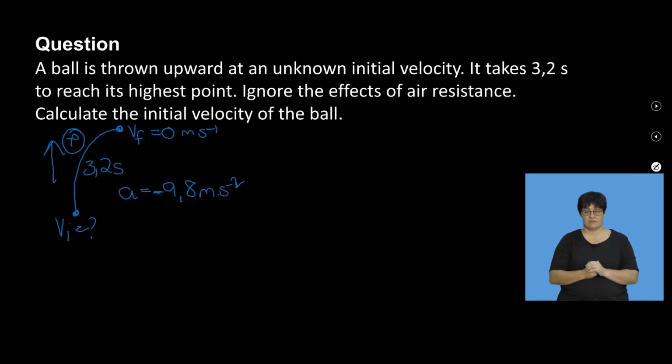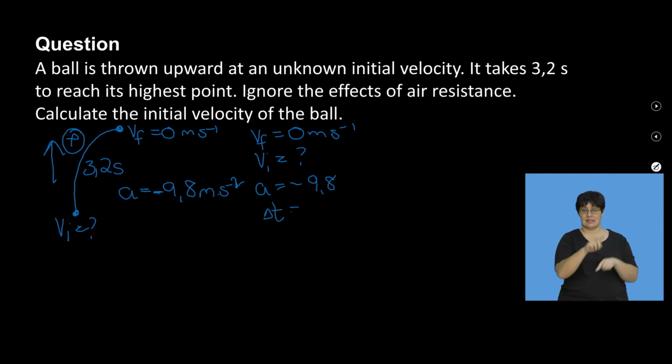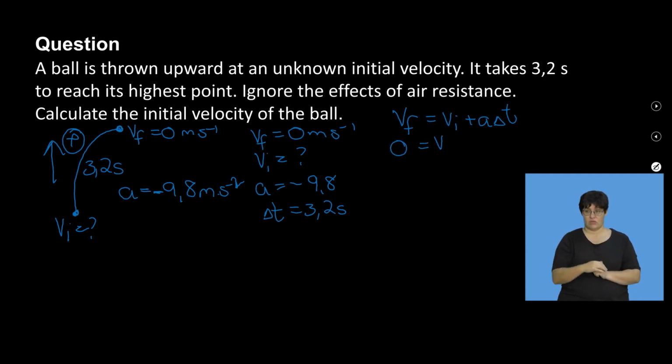We like a question like this because hopefully you can already see if I go Vf is 0, Vi is what I'm looking for, A is minus 9.8, and delta T is 3.2 seconds. This is nice. It's the first equation. It's the easiest one to use. So we know that Vf equals Vi plus A delta T. Vf is 0. We want Vi. That's minus 9.8 times 3.2.